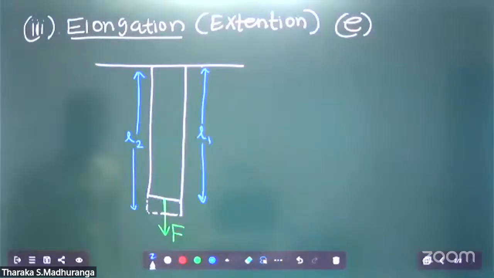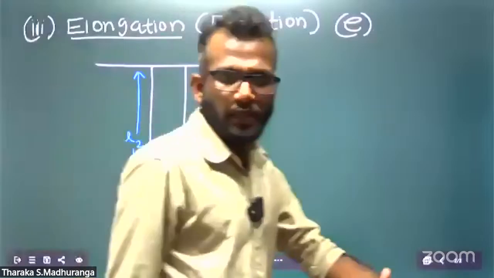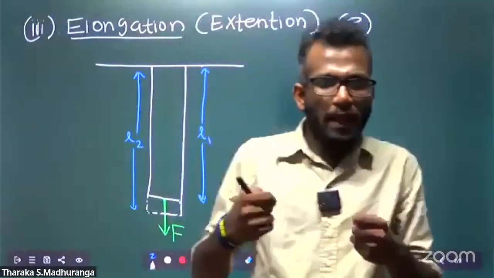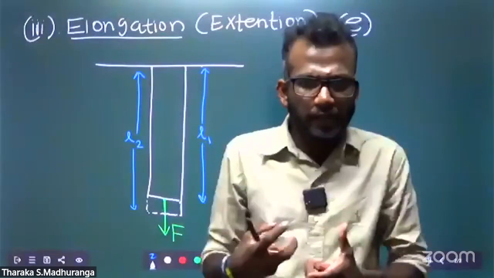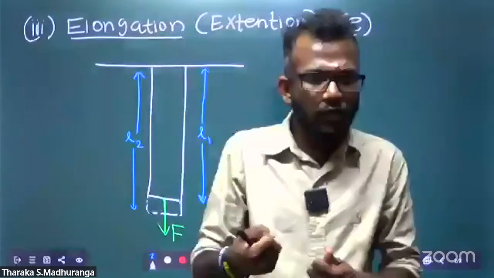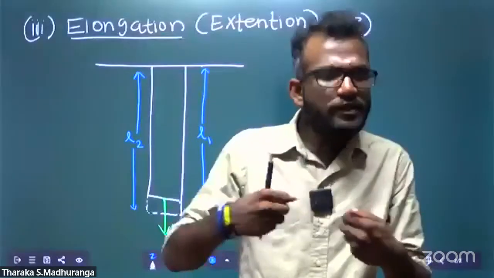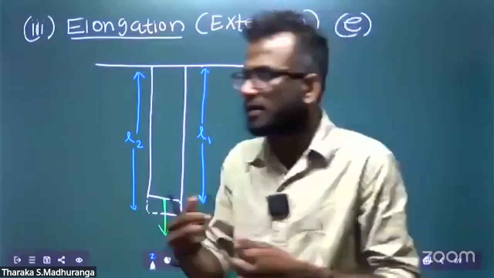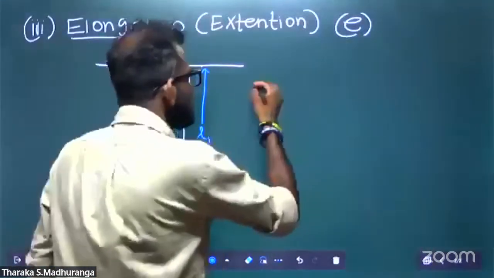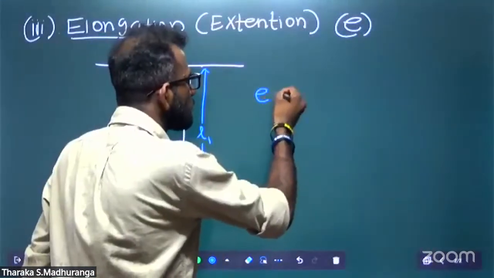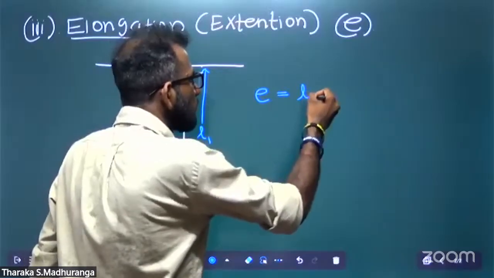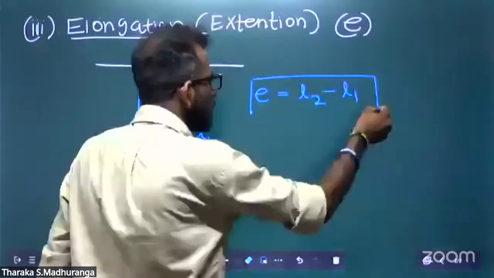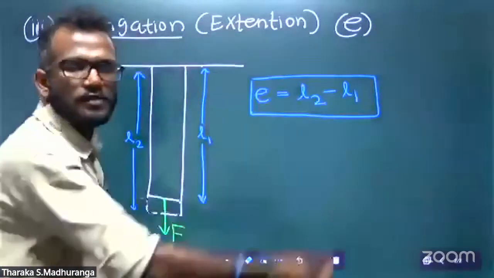It is L2. Then the elongation, or extension, means when we apply external force on any object, the length increasing amount is simply the elongation, equal to L2 minus L1. The final length minus initial length.